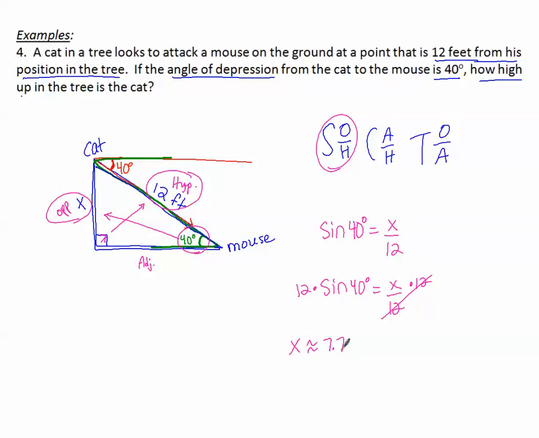What do I mean? Well, first off, units. If this is a length, I look at the other length, I see that feet were used. So 7.7 feet. So we can say 7.7 feet high is the cat in the tree. Pretty cool, right?